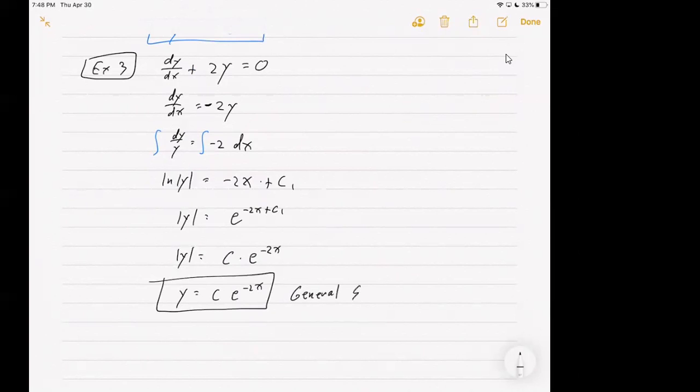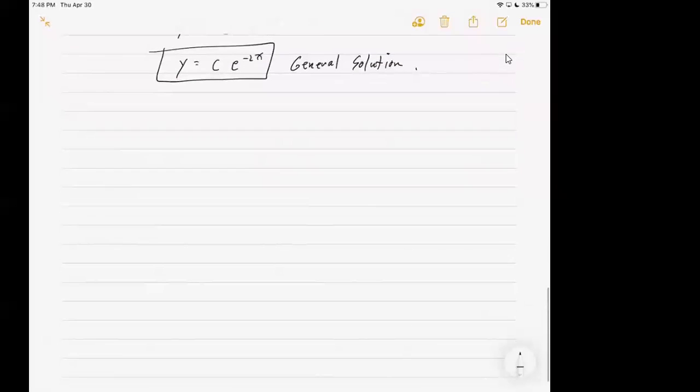Hopefully you got the same thing, right? We won't worry about an initial value solution for that. Let's look at another one. Example 4. What if dy dx equals negative x times y? Okay, so this will be similar.